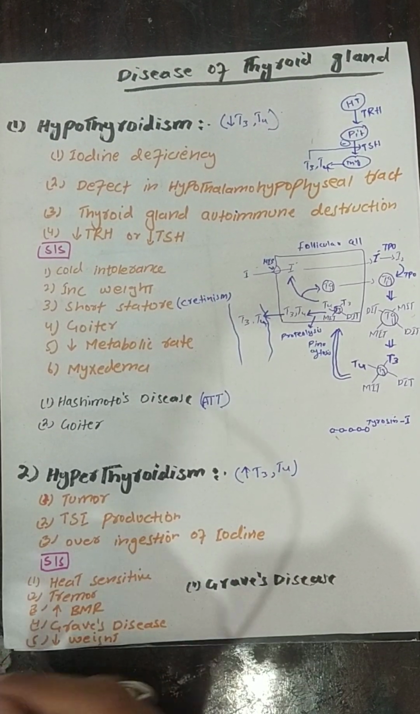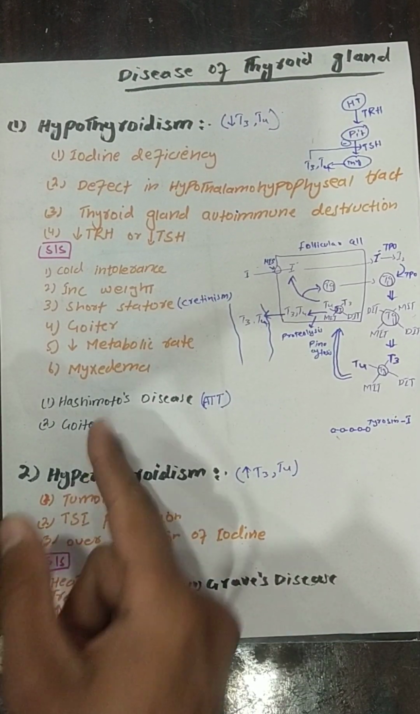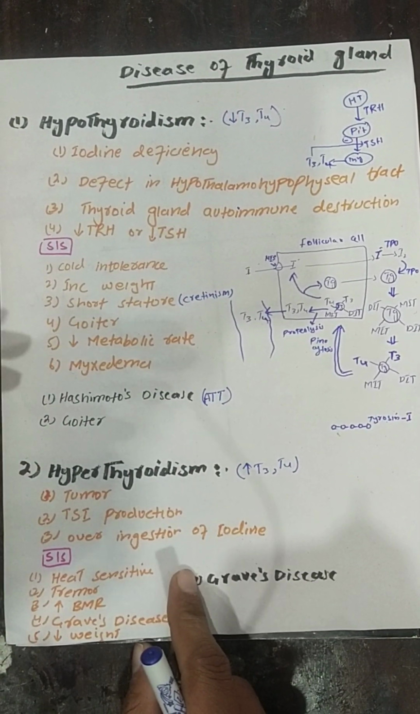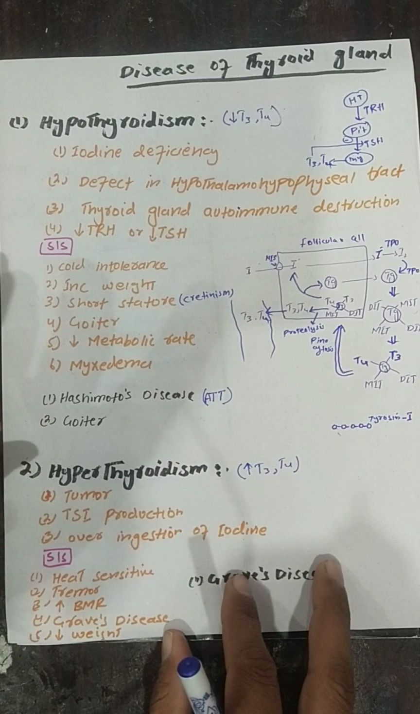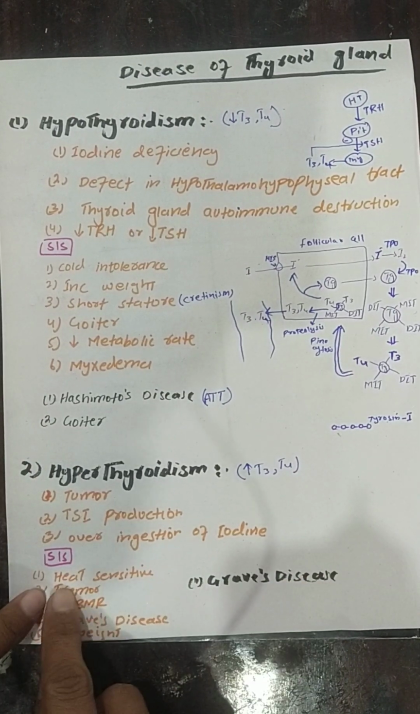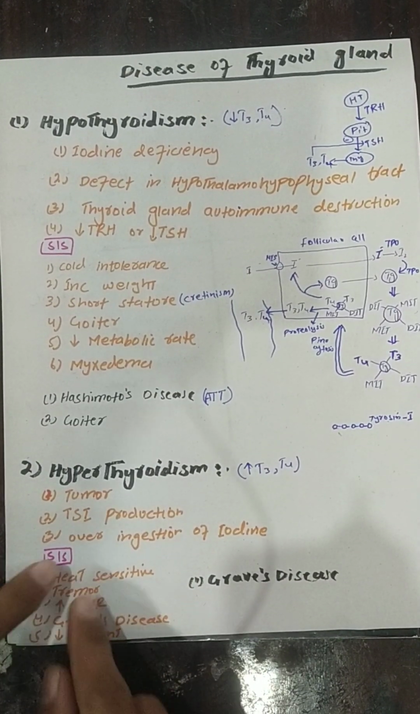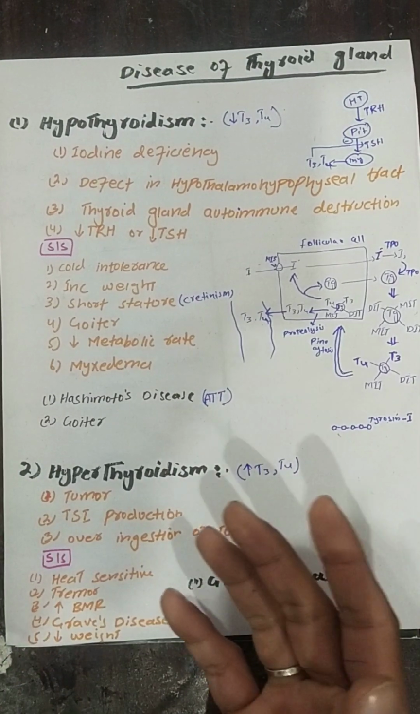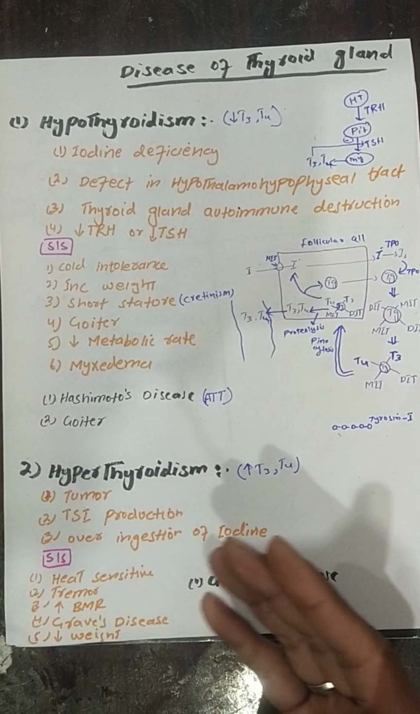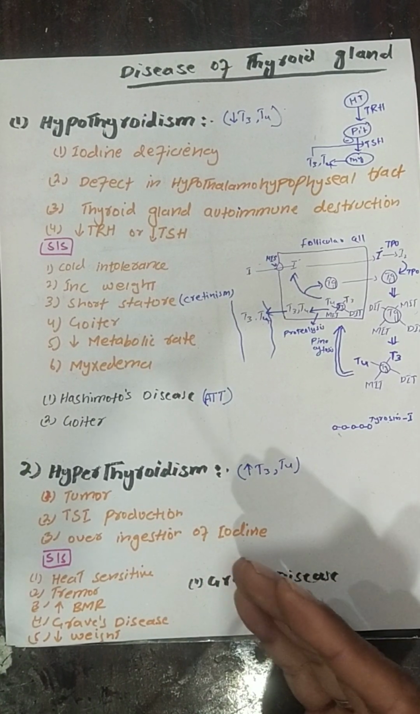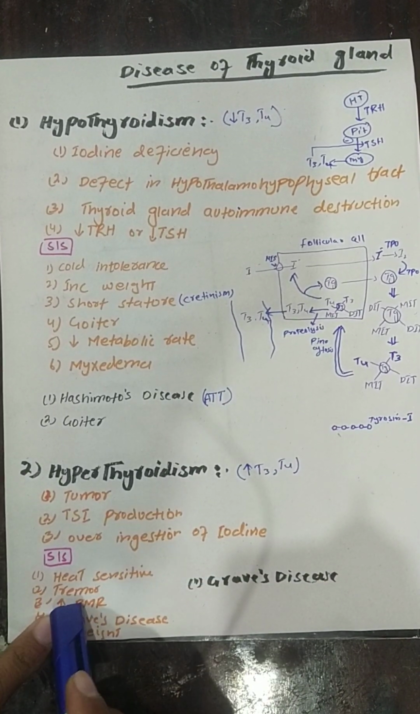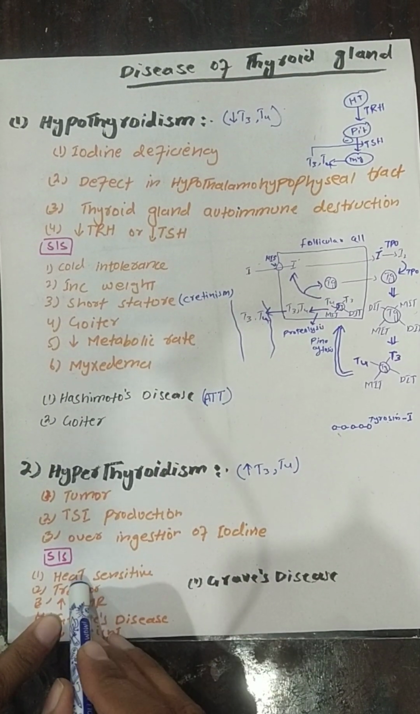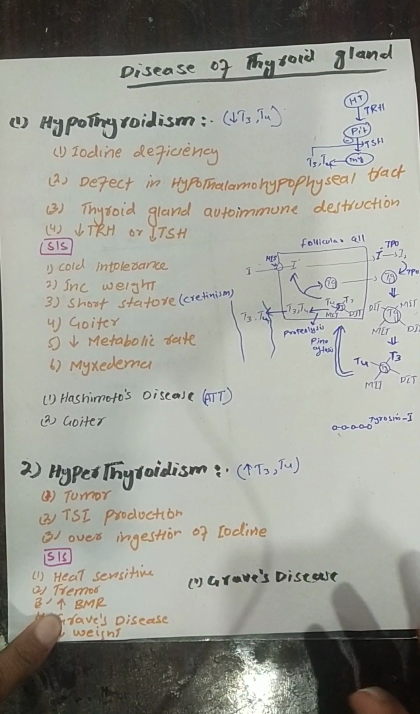Okay, now come to the signs and symptoms, and these signs and symptoms are just the opposite of these. If you have the knowledge, you can easily understand why there is a heat sensitive person, because the person has a high basal metabolic rate, because we know the thyroid hormone is normally related to the metabolic system. When it increases, the basal metabolic rate will be increased, and when there is an increased level of metabolism, there will be increased production of heat and the person becomes heat sensitive.